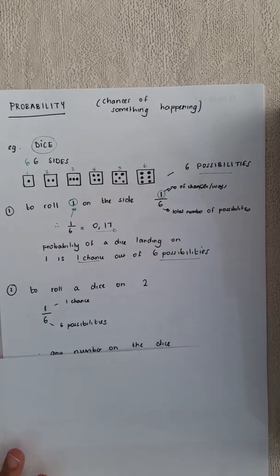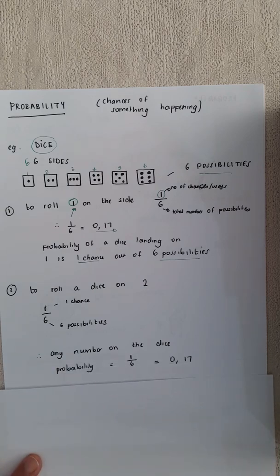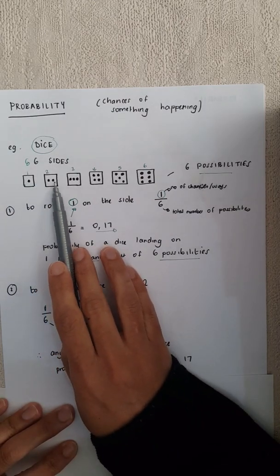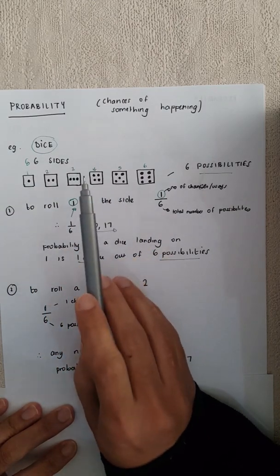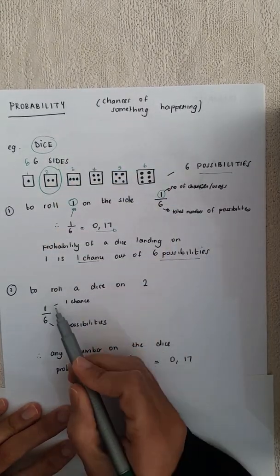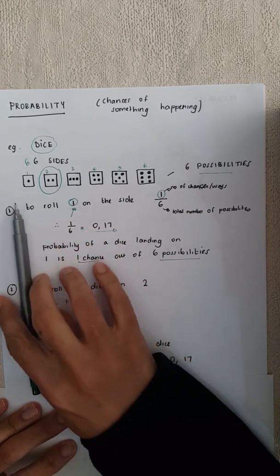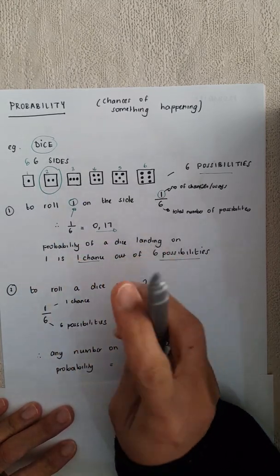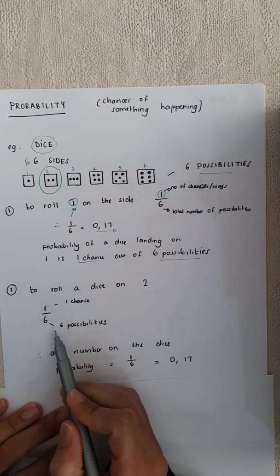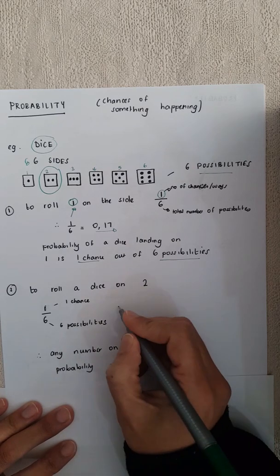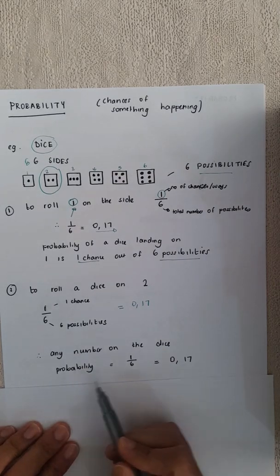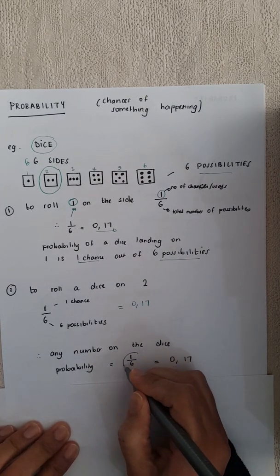Let's look at number 2. To roll a dice on 2, how many chances do I have of getting the dice to roll on 2? Only 1 chance. And how many possibilities are there? I can get any one of these numbers, so my possibilities are 6. My probability will be written again as 1 chance over 6 possibilities, and again I can write it as 0.17. So any number on the dice has a probability of being 1 out of 6.